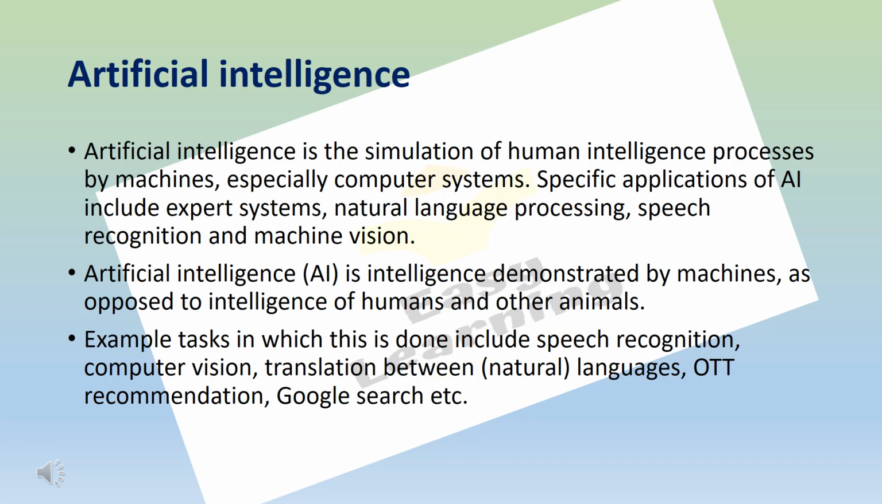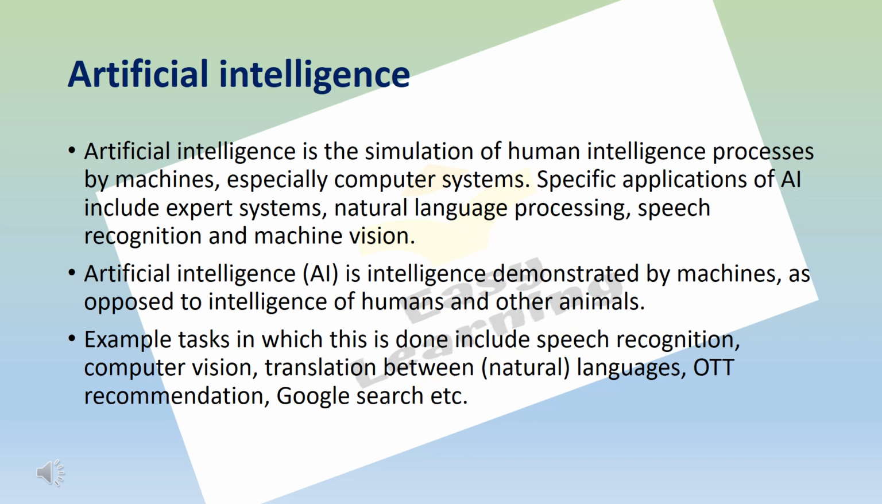Students, when we talk about artificial intelligence, what are the things that come to our mind? A machine that behaves like a human, a machine that makes the life of a human being easier, a machine which can be used in Google search, Alexa, self-driving cars. These are examples of artificial intelligence applications that are widely used nowadays. So artificial intelligence is a simulation of human intelligence processes by a machine, especially a computer system. Specific applications of AI include expert systems, natural language processing, speech recognition, and machine vision.